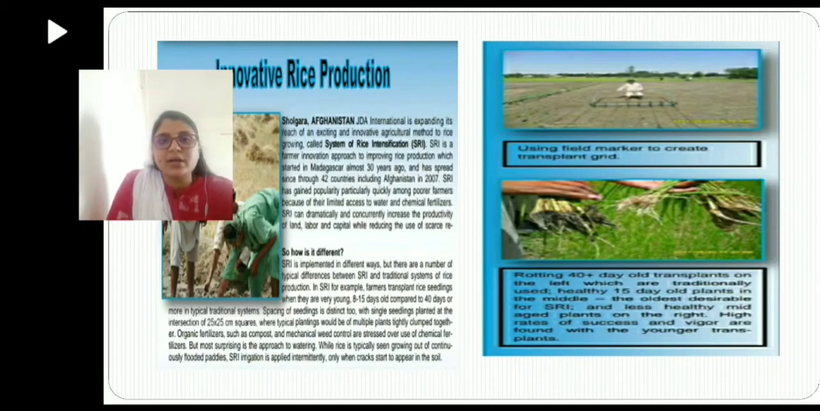So these are some advantages of this System of Rice Intensification. So it will give more yield, okay. So that is the thing here, and that's why they are adopting this practice.